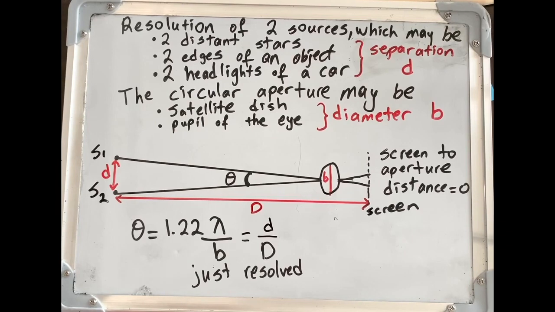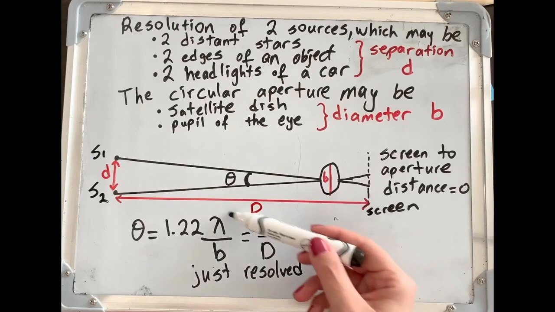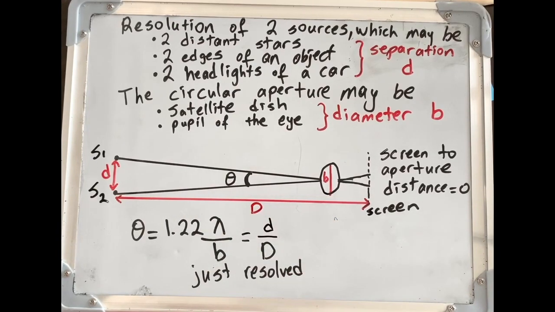For making resolution improve, you have to look for ways to make that ratio larger or make that ratio smaller. This could be with a smaller wavelength, a larger diameter. Resolution could also be improved by a larger separation of sources or a smaller distance to the sources.